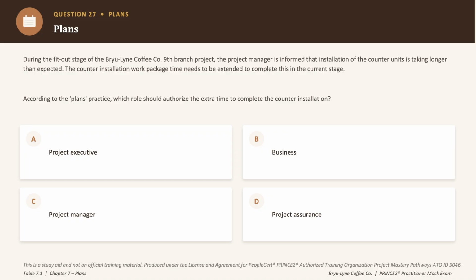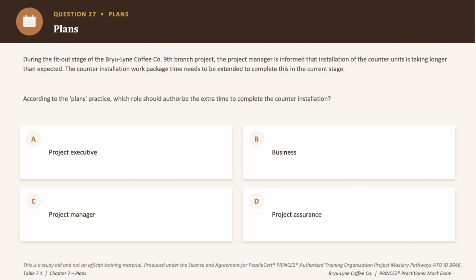During the fit out stage, the project manager is informed that installation of the counter units is taking longer than expected and the work package time needs to be extended to complete this within the current stage. The question is, according to the plan's practice, which role should authorize the extra time to complete the counter installation? Now, option A says project executive. Now, that remotely might seem plausible to some of you.